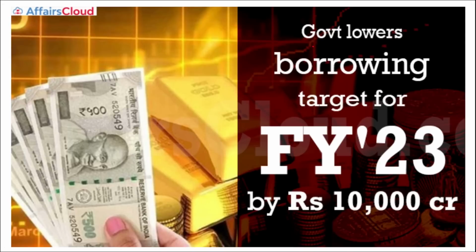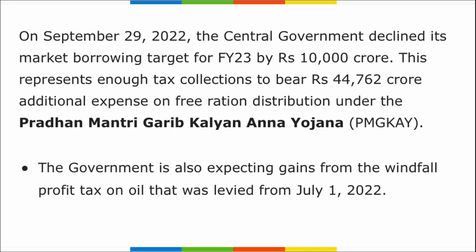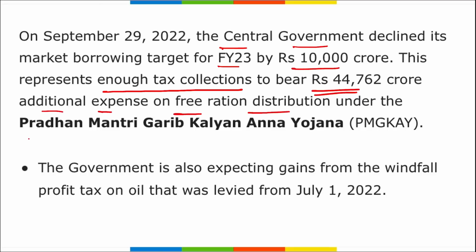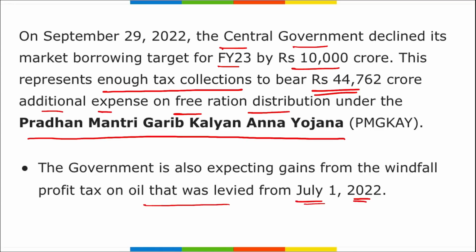Moving on. Next news. Government lowers the borrowing target for fiscal year 23 by 10,000 crore rupees. I repeat, the central government reduced its market borrowing target for fiscal year 23 by 10,000 crore rupees. This represents enough tax collections to bear 44,762 crore additional expense on free ration distribution under Pradhan Mantri Garib Kalyan Anna Yojana. Highly important. Alright, the government is also expecting gains from the windfall profit tax on oil that was levied from 1st of July 2022. Alright, highly important.